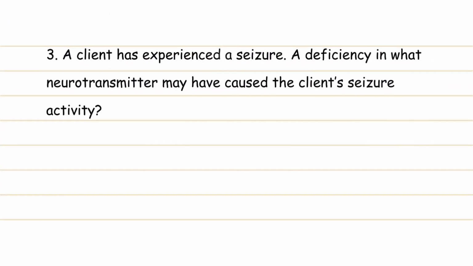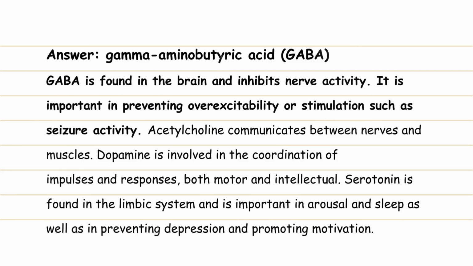A client has experienced a seizure. A deficiency in what neurotransmitter may have caused the client's seizure activity? The answer is gamma-aminobutyric acid, or GABA, which is found in the brain and inhibits nerve activity. It is important in preventing overexcitability or stimulation such as seizure activity. Acetylcholine communicates between nerves and muscles. Dopamine is involved in the coordination of impulses and responses, both motor and intellectual.